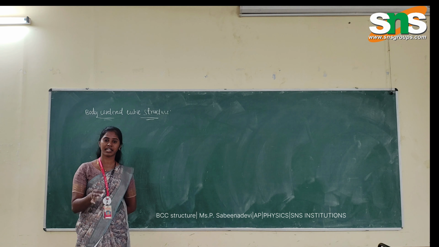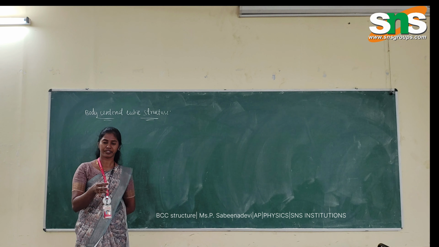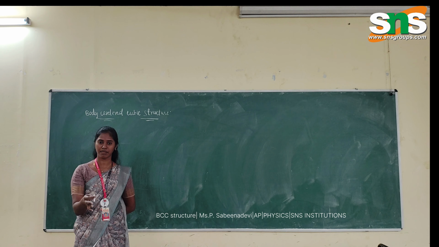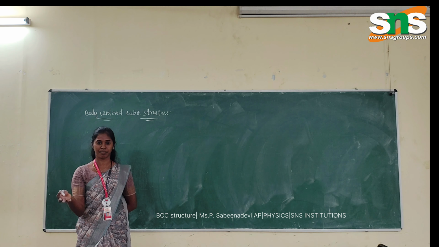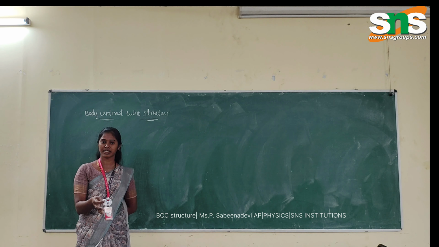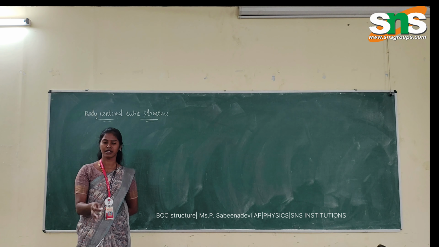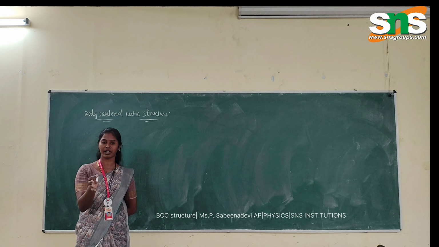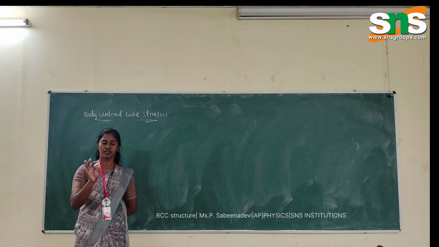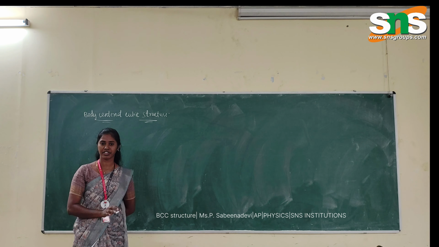From that value, we conclude that 52% of space was occupied by atoms. So the remaining 48% is empty. So simple cubic structure is a loosely packed structure, because only about half of the space was occupied by the atoms and the remaining half is empty. These factors were explained in the previous video.